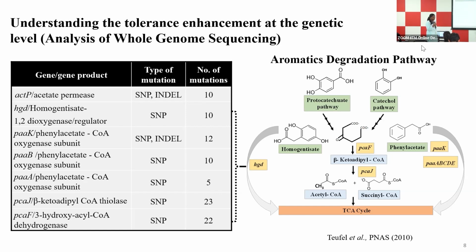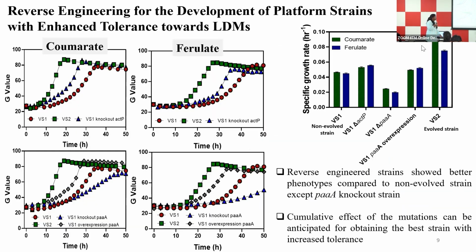So they have tolerance, and then we also made some platform strains with expression of some of these genes. You could see here, VS1 is the non-evolved strain and VS2 was the evolved strain, and the rest were the reverse engineered strains. The reverse engineered strains showed an intermediate phenotype between these two, because there could be a cumulative effect in the final strain. These can also be potential outcomes because the phenotype is better compared to the non-evolved strain.